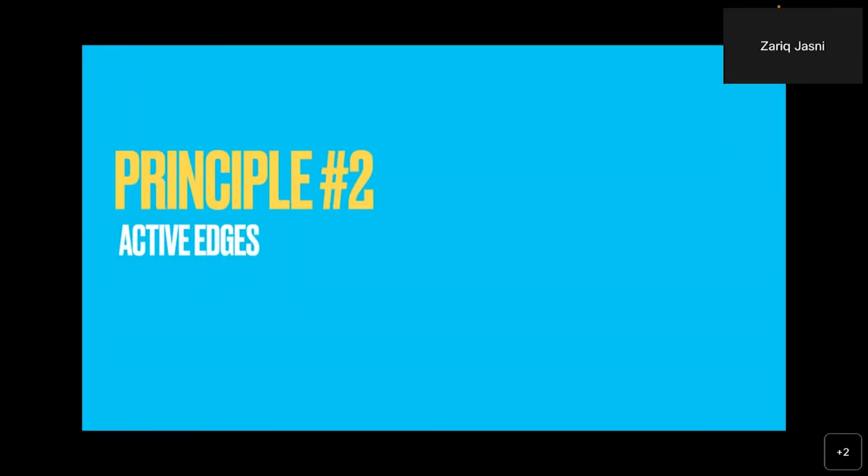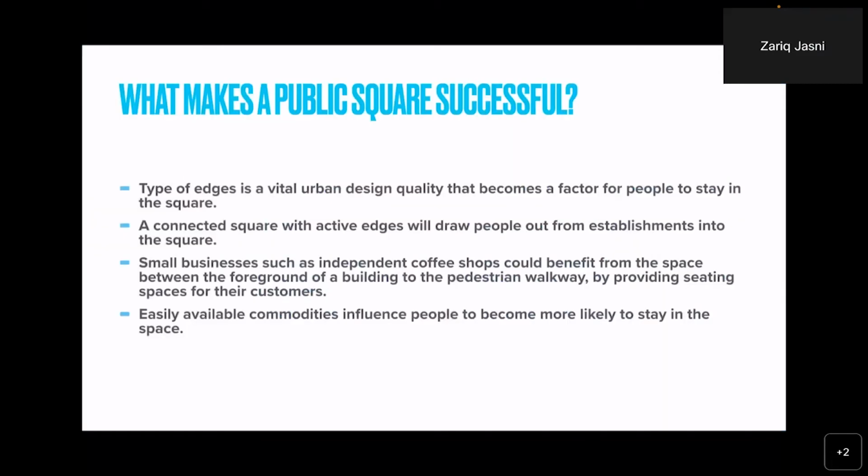So principle number 2 is active edges. I know some of these terms are more urban rather than architectural, but I think it is vital because I want to share these keywords in urban design that year 2 students could use because they are designing a town square for their final project 3.